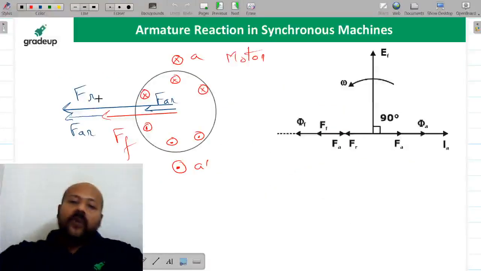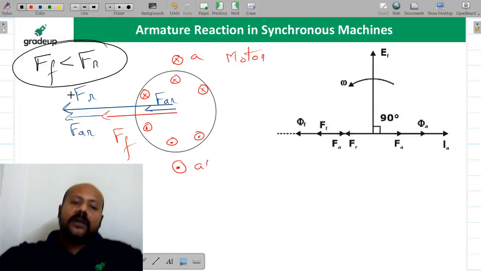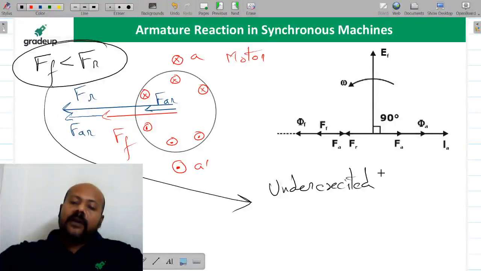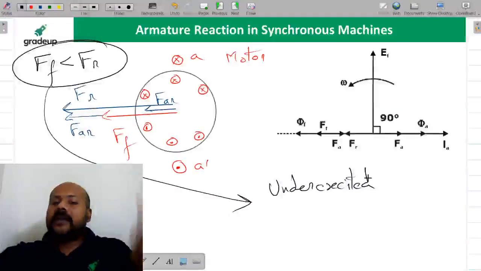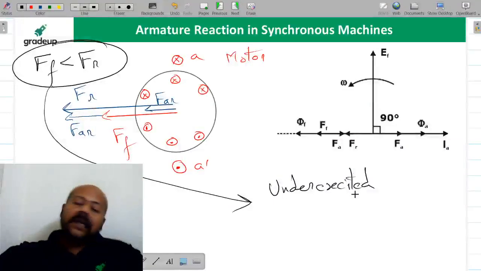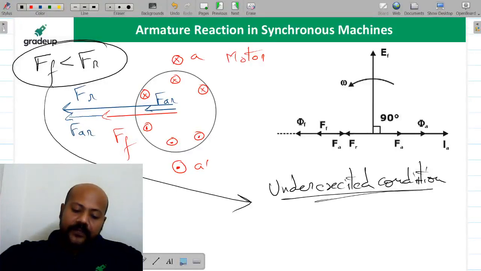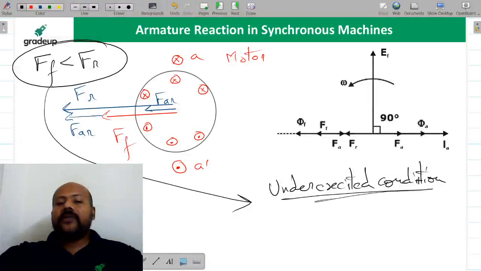If you come to the motor case, the main field flux is going to be less than the resultant flux. This we are calling as under excited condition. And what are these under excited and over excited conditions? This we have discussed in our earlier classes. So if you have not attended them, you please attend them. I hope it is clear to all of you. Is it clear? Tell me yes or no in the comment section.